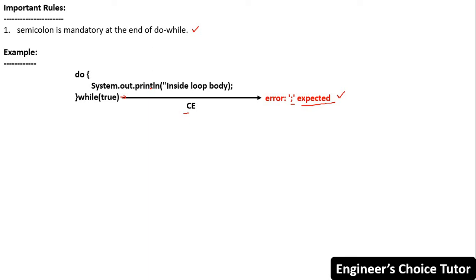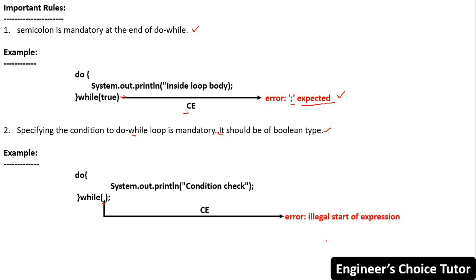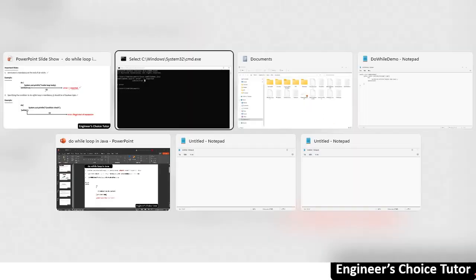The second rule is that specifying the condition in a do-while loop is mandatory and it should be of Boolean type. Let's see this example. Basically in this example, the condition is missing. See here, the condition is missing. If the condition is missing, you will get a compile time error saying illegal start of expression. If you want to see this also, let me show you right away.